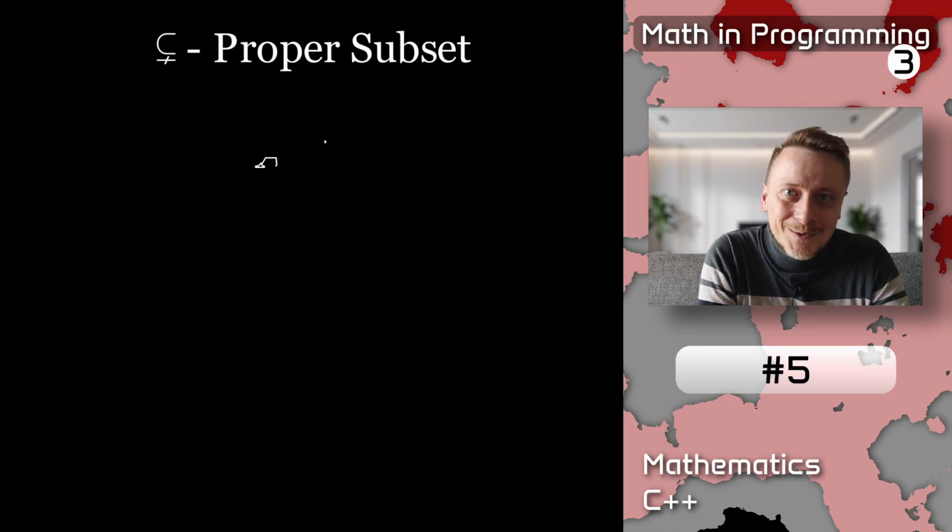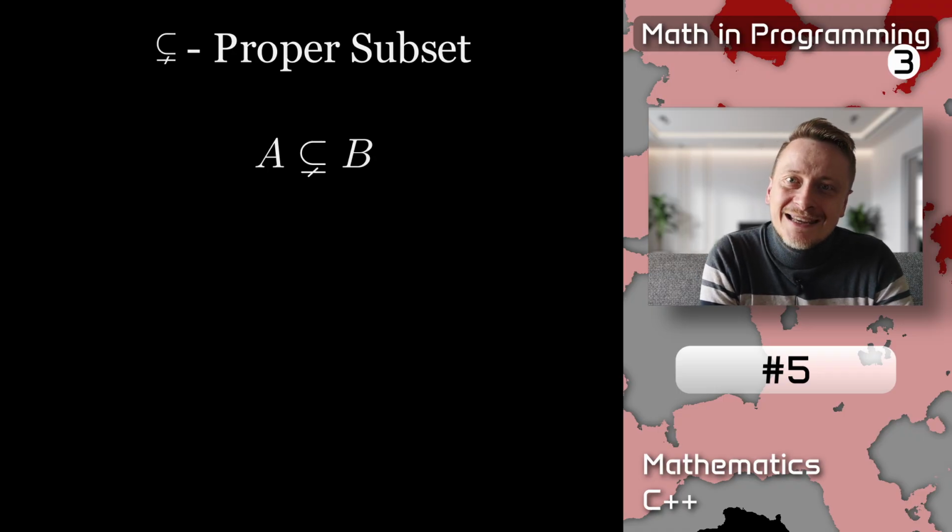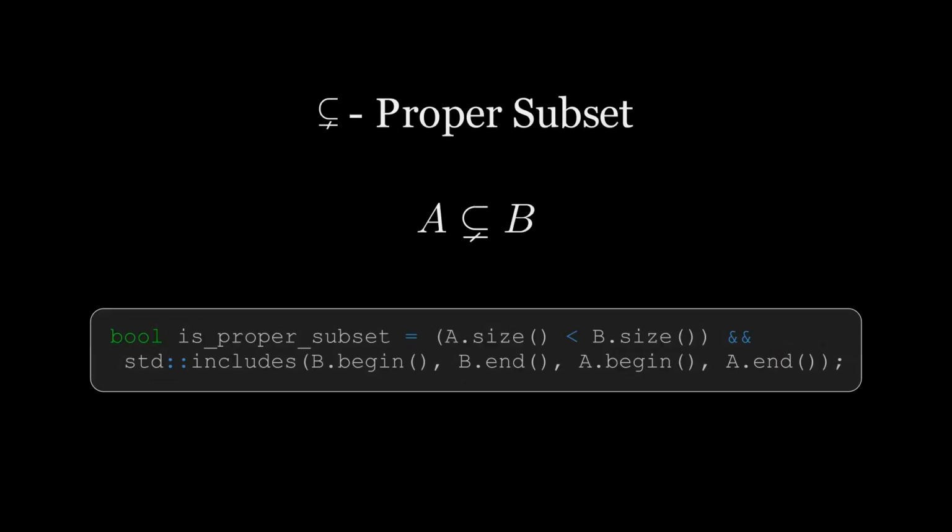Now, for a more nuanced look at a familiar topic. Last time we saw subset. Let's examine its close cousin, the proper subset. A proper subset means all of A's elements are in B, and B must be larger. This subtle difference in math requires a subtle change in our C++ logic. We add a check to ensure A's size is strictly less than B's before using std::includes.